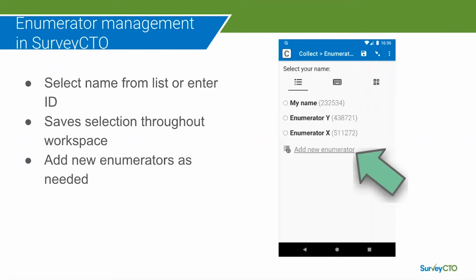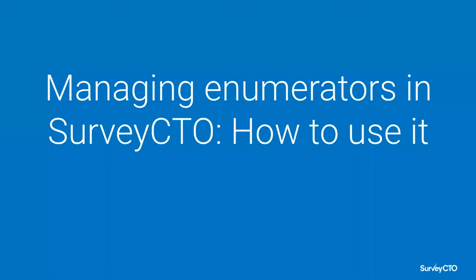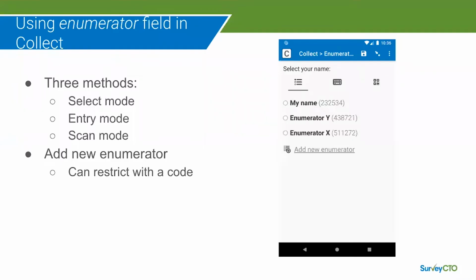For these reasons and more, SurveyCTO's enumerator functionality can greatly facilitate the tracking and management of enumerators. Let's take a look at how enumerator functionality looks from the enumerator perspective and how easy it is to use. When an enumerator first comes across an enumerator field, all they have to do is select themselves and they are all set. Let's see this in practice.